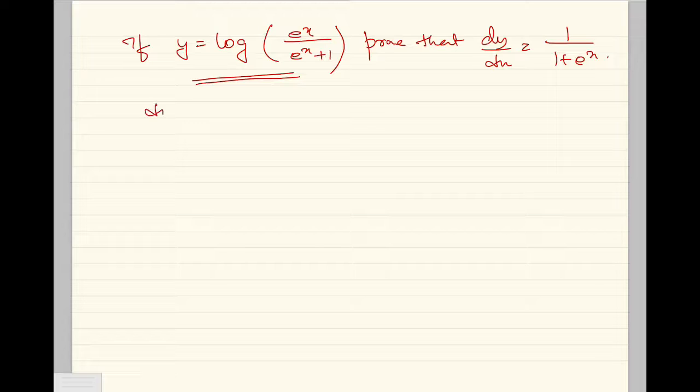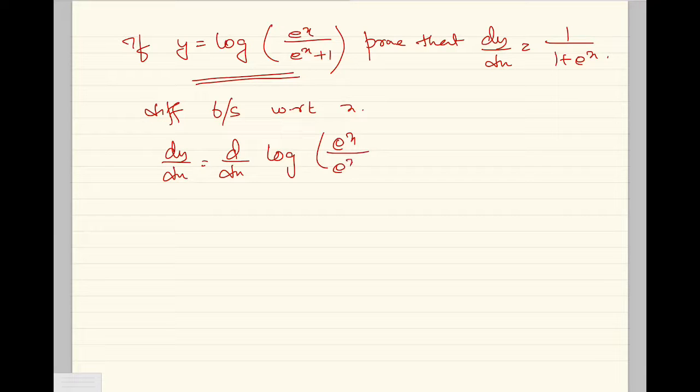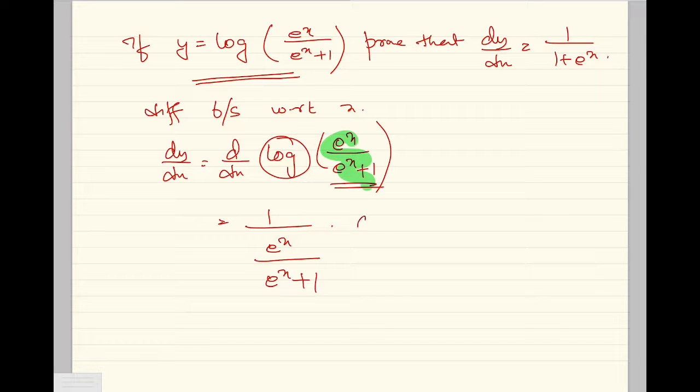So differentiating both sides with respect to x. So what do I get? dy by dx equals, I'll have to write d/dx, let's put the operator, log of e^x over e^x plus 1. So where do I start? I'll start with log. What is d/dx of log? Imagine this is x. So what is d/dx of log x? That is 1 by x, but x means e^x over e^x plus 1. Got it? Into d/dx of, now I've already done log, next is e^x divided by e^x plus 1.